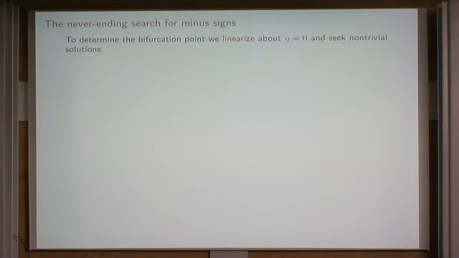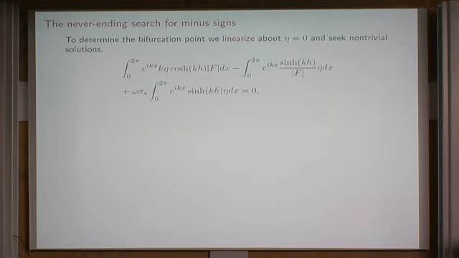And so to determine the bifurcation point, where we're going to find the appropriate f value from which to continue, we're going to linearize around this traveling wave solution of 0 and seek non-trivial solutions. So I plug that into the expansion, or into my single integral equation, and turn the crank.